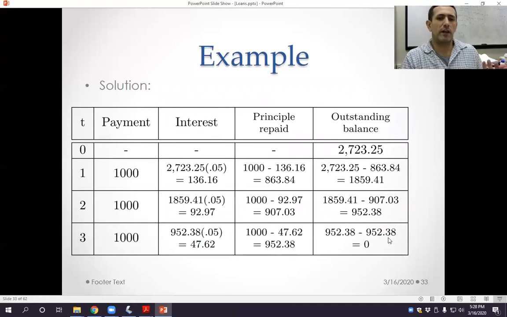Now, often you're going to get an outstanding balance at the end of the loan of 2 cents, 3 cents, something like that. That's just due to rounding. But if you don't get pretty close to zero at the end of the loan, you did something wrong.